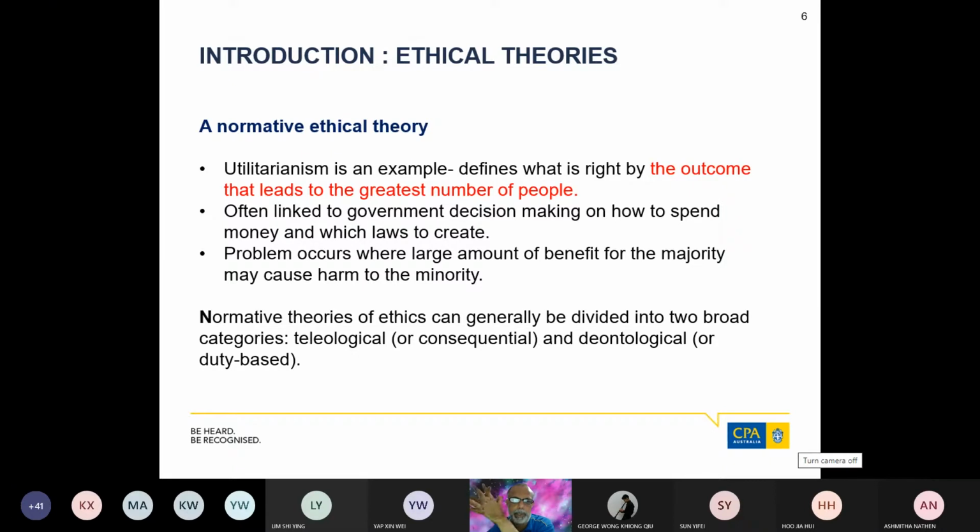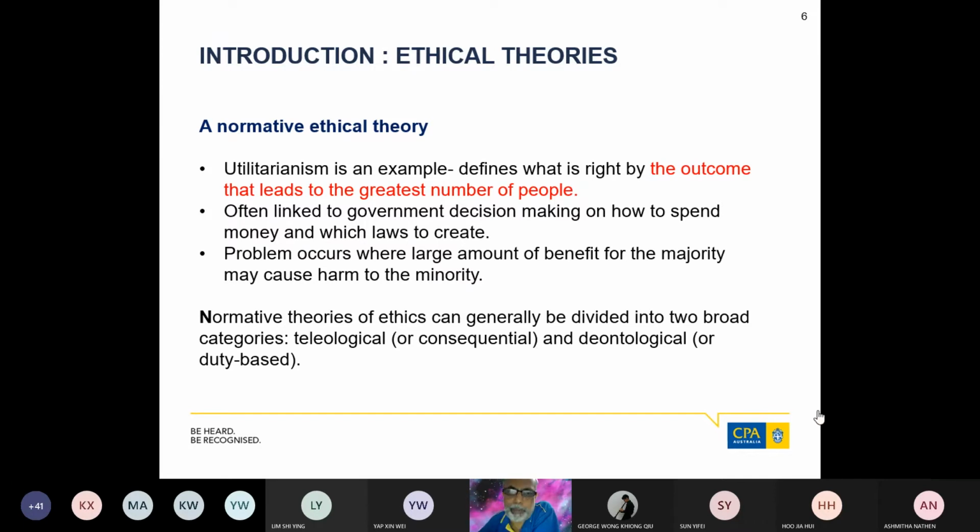So this ethical theory defines what is right by the outcome that leads to the greatest number of people. So utilitarianism is a concept which says that this action is correct since it brings benefit to the greatest number of people. It doesn't say everybody. I want to make that distinction very, very clear. So utilitarianism is an example of a normative ethical theory which defines what is right by the outcome which benefits the maximum number of people.